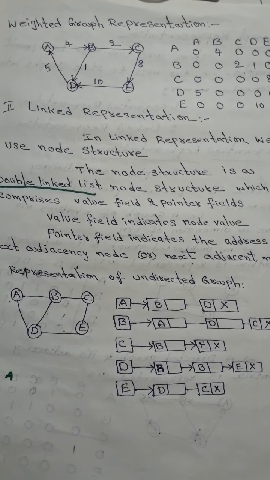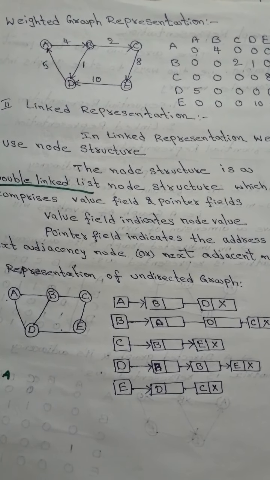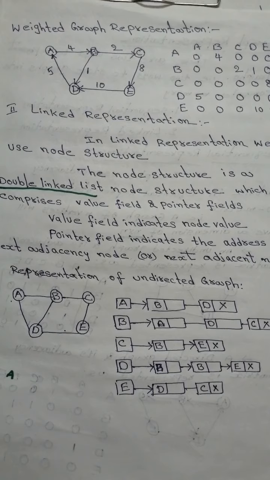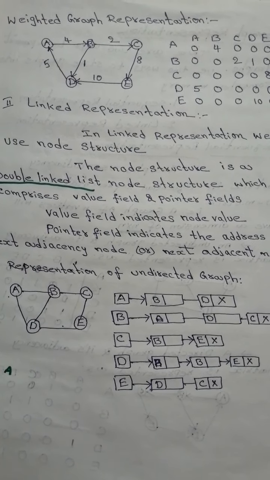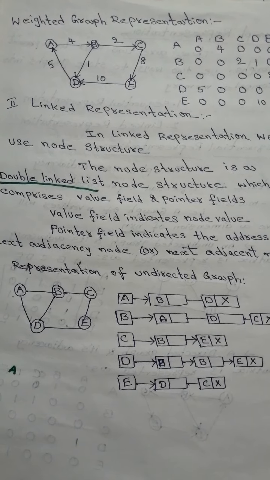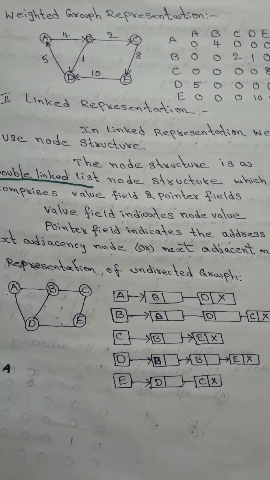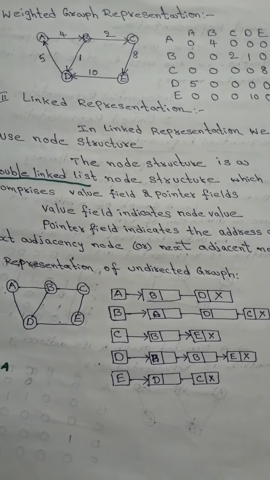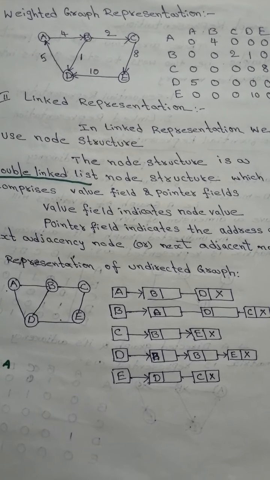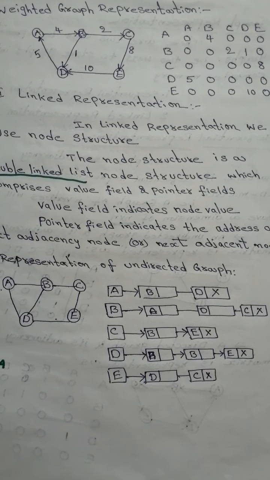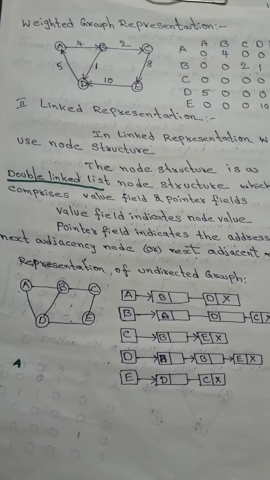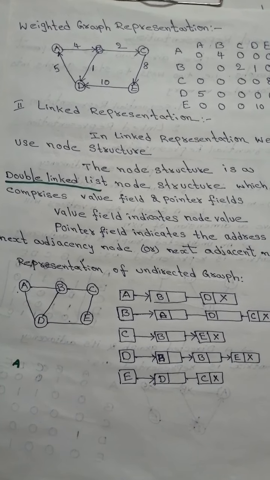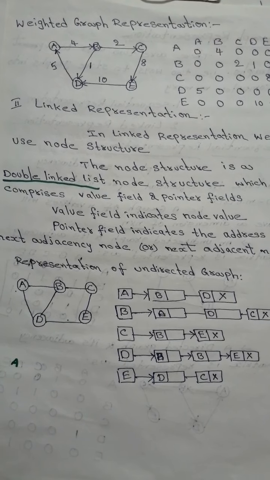So using double linked list, what are we doing? The double linked list node structure has three fields. What are the three fields? Data field, left link field, right link field. So the same node structure is used in graphs. The data field determines the node. Suppose node A is the data. Next, the left link and right link will hold its adjacency nodes.